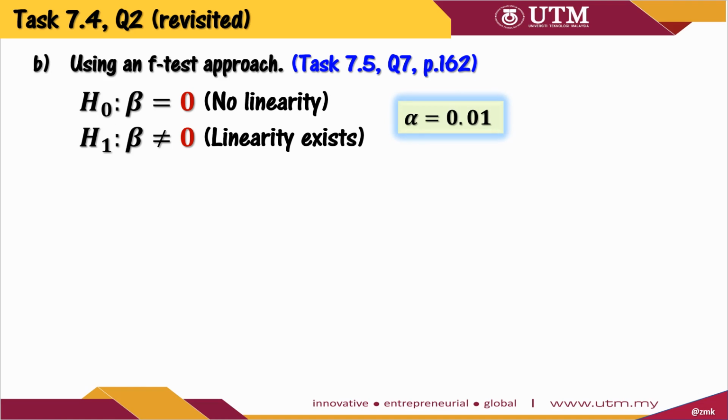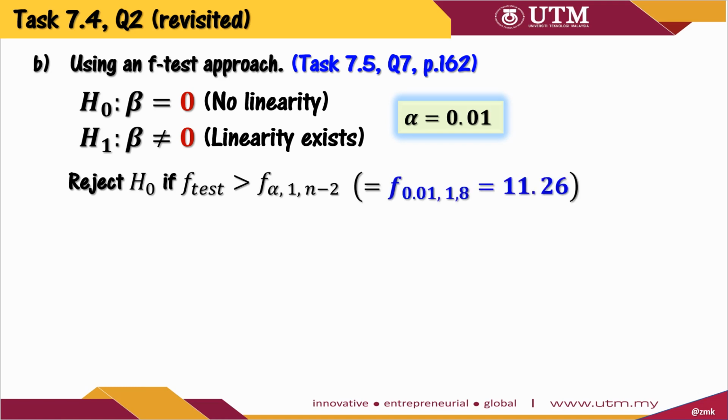The rejection rule is then to reject H0 if the f-test statistic is greater than the right-sided f-critical value at the whole alpha on the right and degrees of freedom 1 and n minus 2, where n here is the sample size. So the critical value is equal to f 0.01 and degrees of freedom 1 and 8, given by 11.26 from the statistical table booklet page 40.